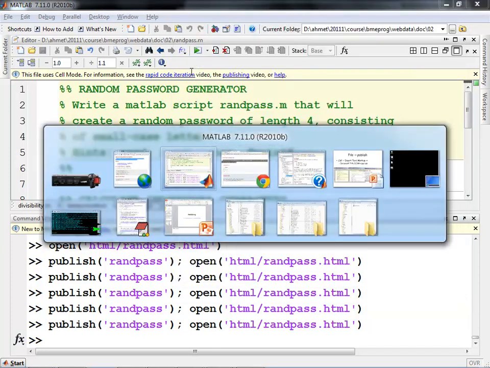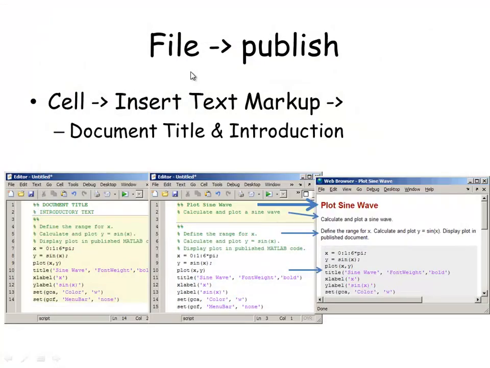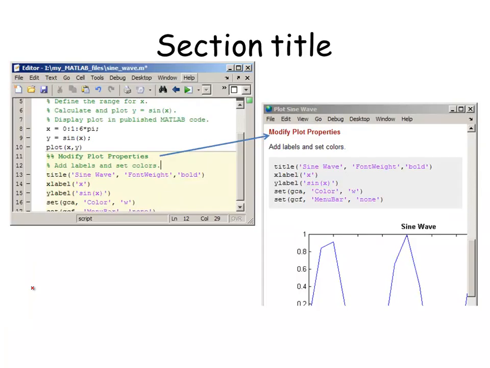Okay. Let's go back to the PowerPoint. Any questions so far? Okay, so the section title starts with two percent signs followed by a blank space. And the comments that follow the section title should have a blank space after them.